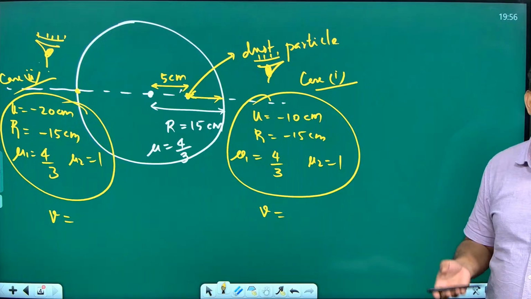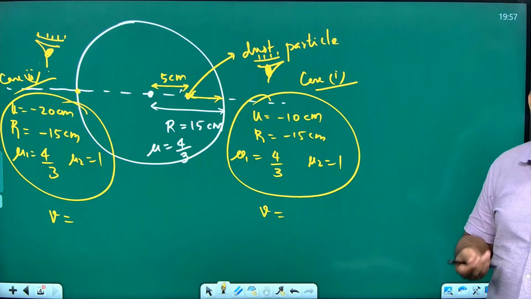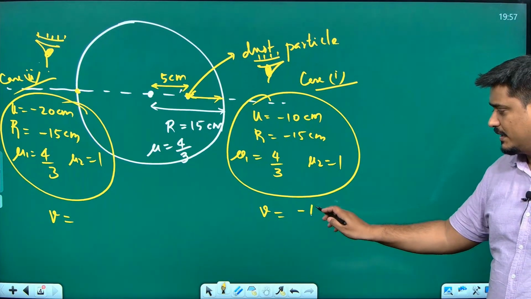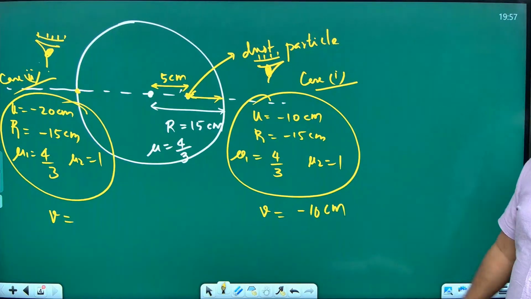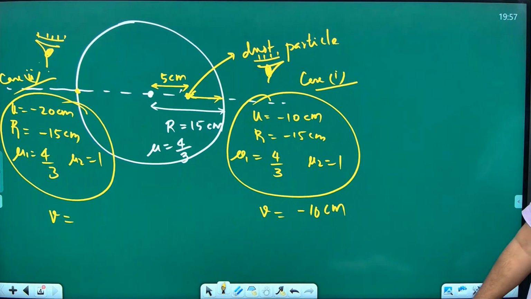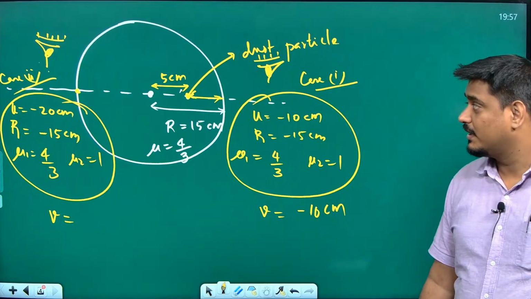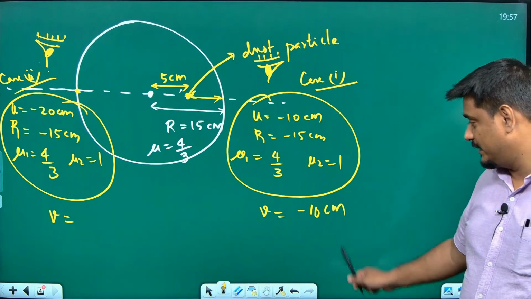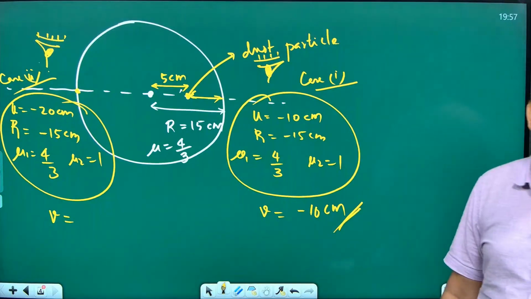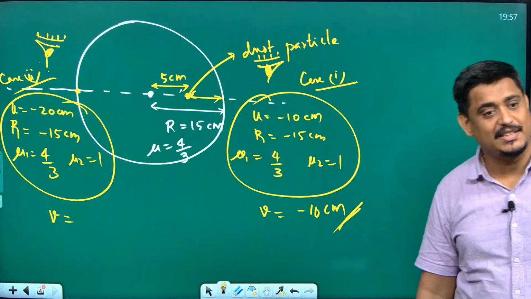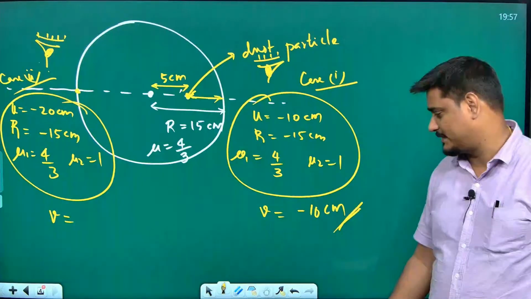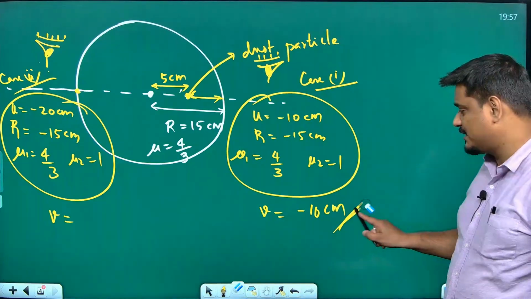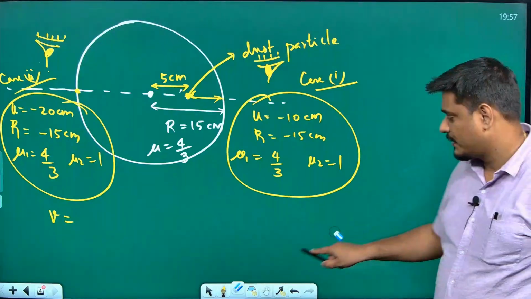Negative 10 centimeter for V, maybe. Negative 10 means the image is forming at the same place where the object is. It is not possible, I guess. There is a mistake in this. Please check your calculation, Varshita.